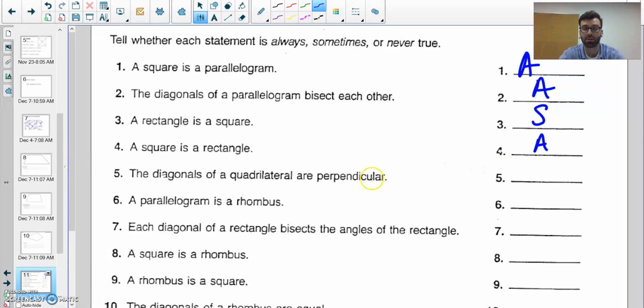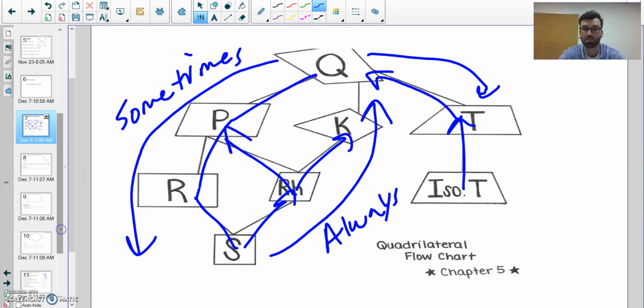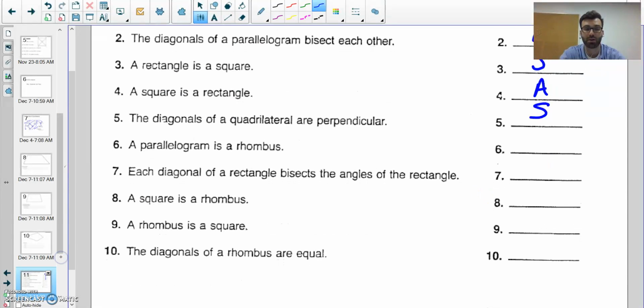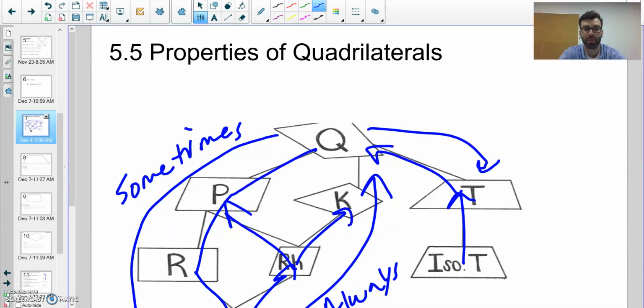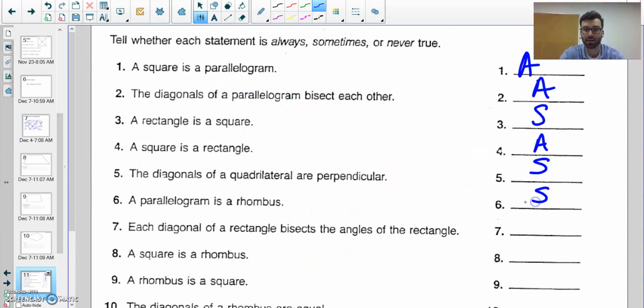The diagonals of a quadrilateral are perpendicular. Well, that's not always true. That's true here. That's true here. And that's true here. So that's not going to be always. That's going to be sometimes. A parallelogram is a rhombus. Okay, I'm moving down the flow chart, so that's sometimes.